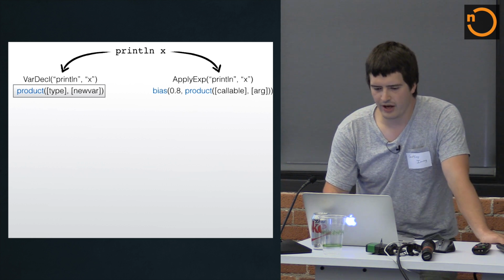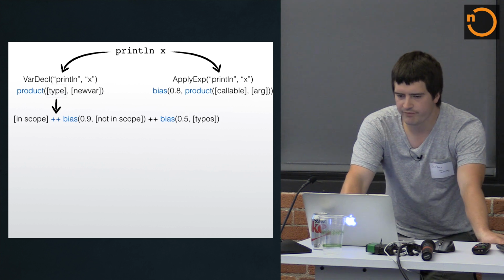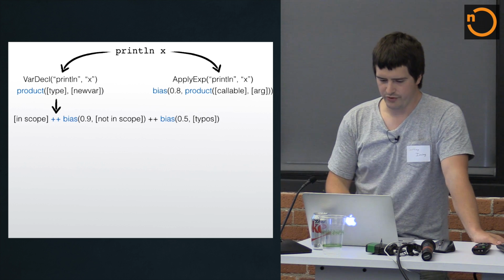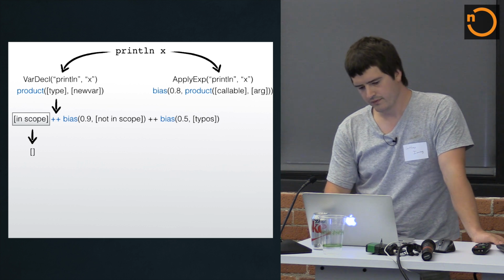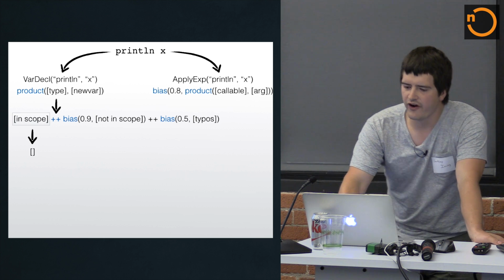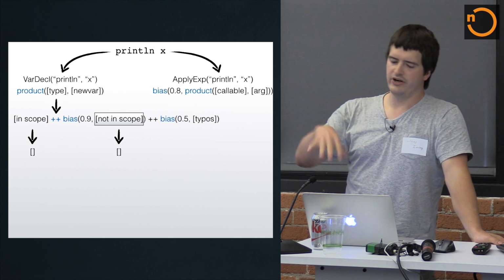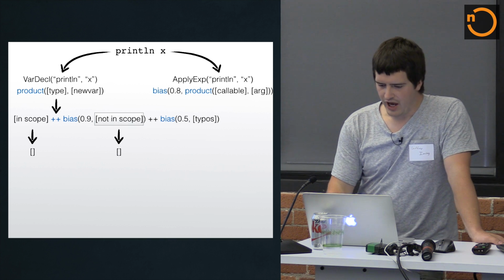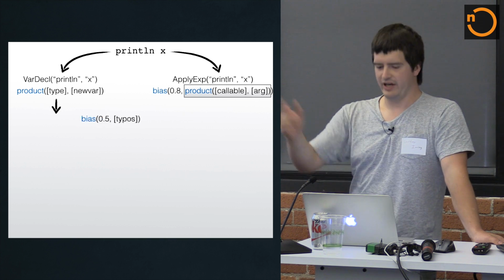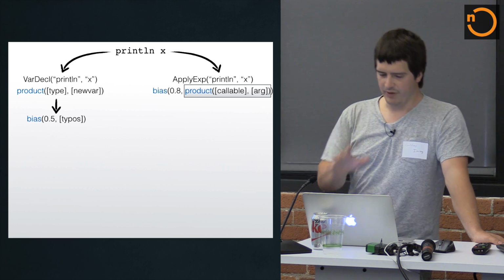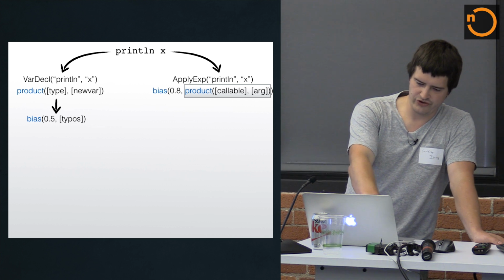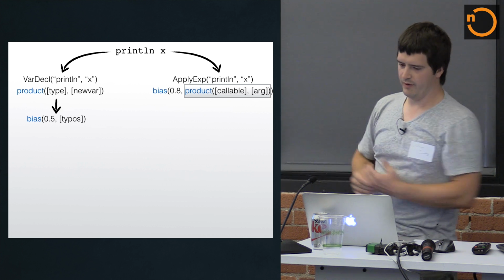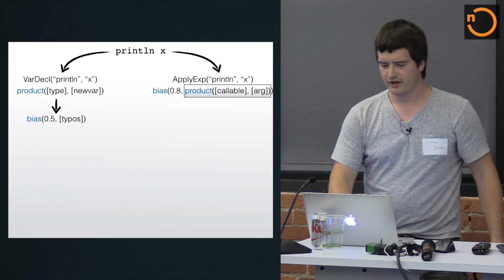So we go over here and we say, well, let's see if print line is a type. We look it up in our environment, and we first check if it's in scope. No. We check if it's a variable that's nearby but not quite in scope. No, print line is not a type. And then maybe it's a typo, maybe it's print line with a capital P. But because this bias has reduced the score to 0.5, we're going to stop there and go over to the other side, where maybe print line is a function call.